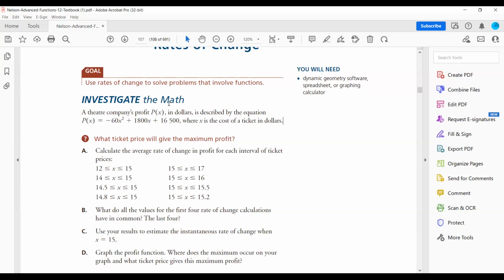The theater company's profit, P of X, in dollars is described by the equation P of X equals negative 60 times X squared plus 1800 times X plus 16,500, where X is the cost of a ticket in dollars. What ticket price will give the maximum profit? Let's take a moment and think about this question.